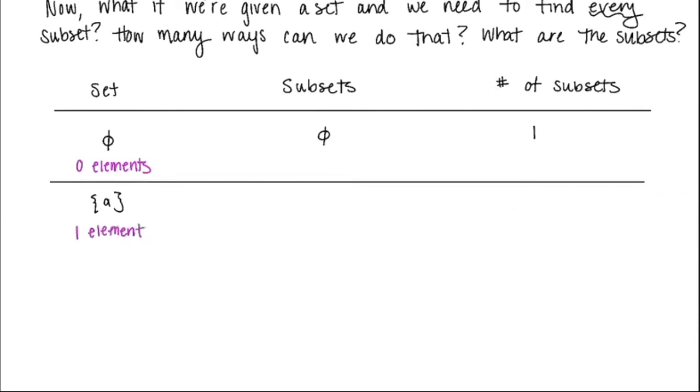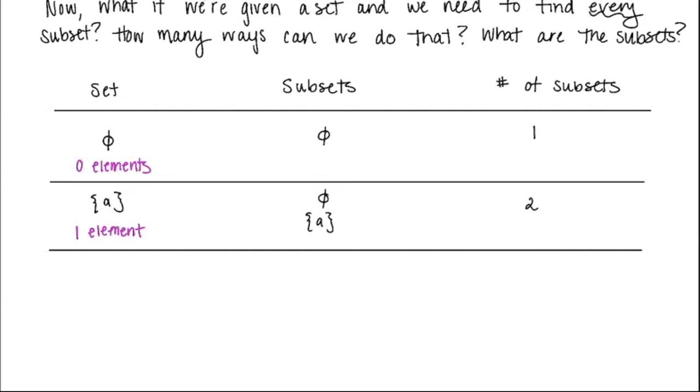There's one element here. My possible subsets are the empty set and then the set itself, because remember, if they're equal, they're subsets of each other. So counting those, I have two subsets for a one element set.